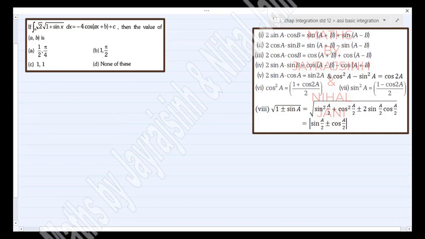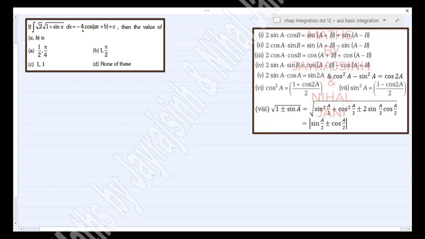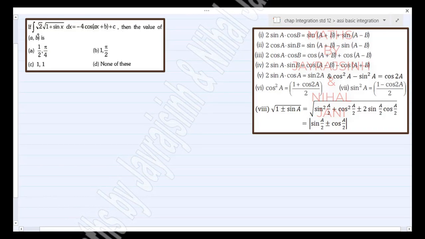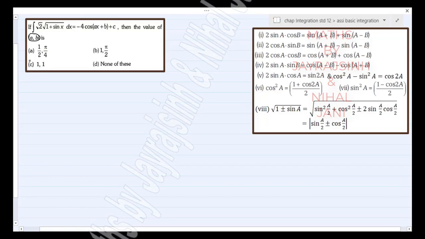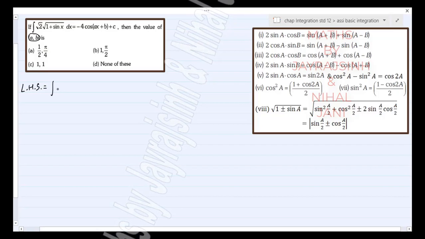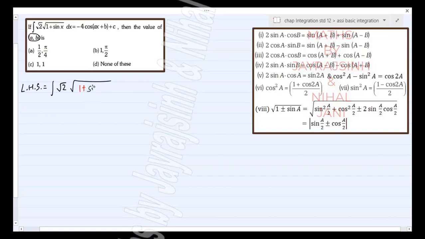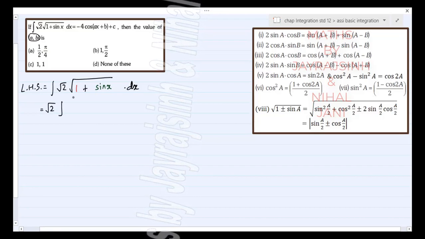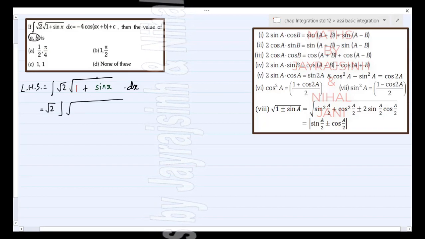In this question, we have integration of root 2 into under root of 1 plus sin x is equal to minus 4 cos ax plus b plus c. Then we have to find the value of a and b. So to get the value of a and b, first of all, let's simplify our left hand side, in which we have to integrate root 2 into under root of 1 plus sin x. We don't have to worry about this root 2. And to integrate under root of 1 plus sin x, we have to convert this 1 in terms of sine square theta plus cos square theta.